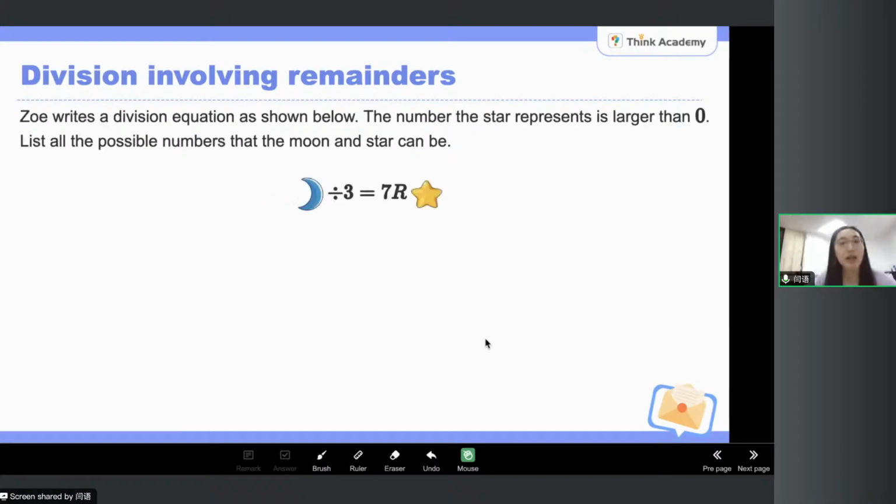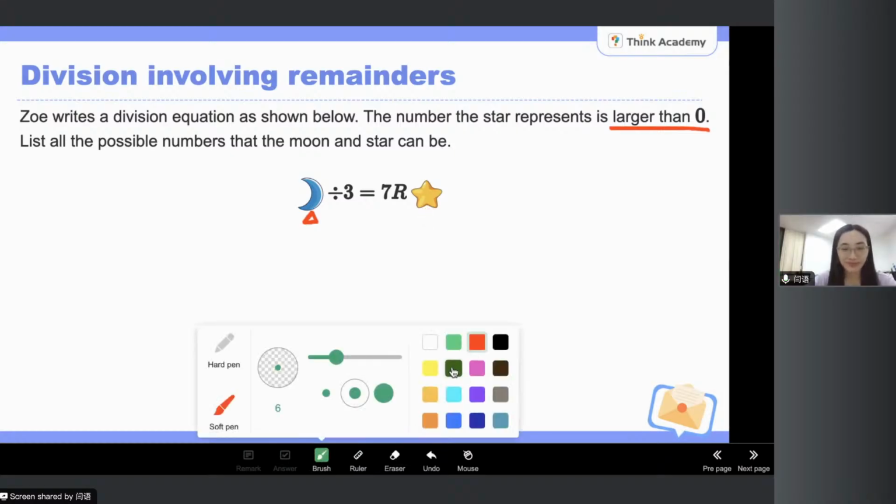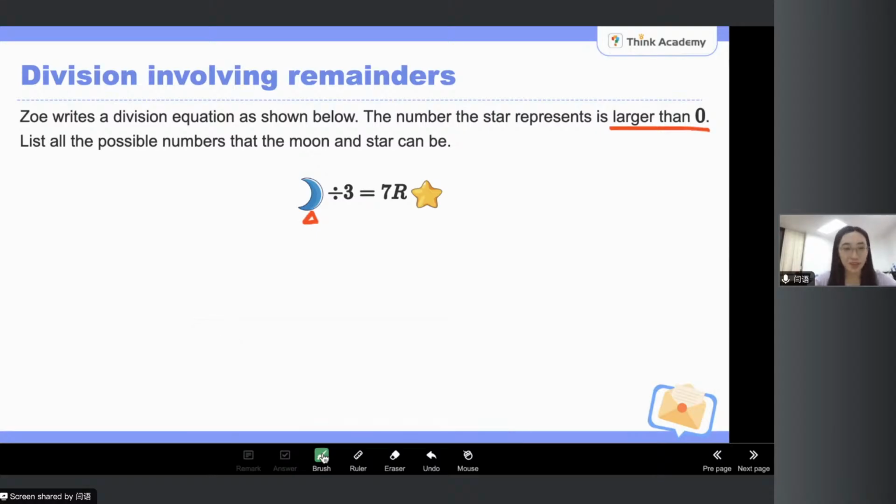So next one, this is also another challenge question. Zoe writes a division equation as shown below. The number the star represents is larger than 0. List all the possible numbers that the moon and the star can be. Okay, so here everyone, again, I give you some time, have a try by yourself. What is the possible value of the star and what is the possible value of the moon? Okay, have a try.